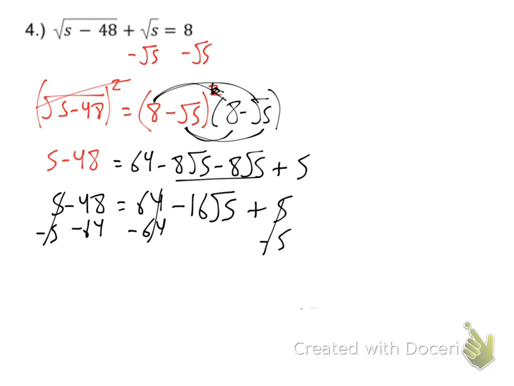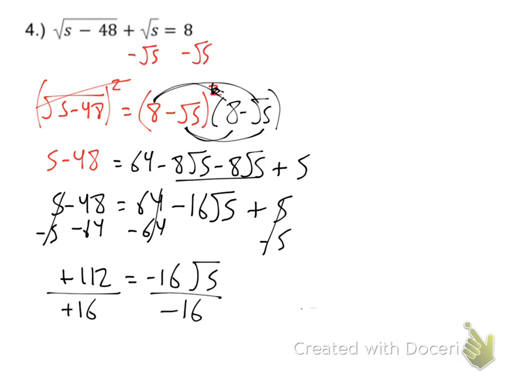What about negative 48 minus 64? What's 48 plus 64? 112 equals a negative 16 square root of s. Do I have the square root by itself? No. Not completely. I got to get rid of what? Negative 16. How do I get rid of a negative 16? Divide. Well, think about it. It's multiplied to the square root, so I'm going to divide by negative 16. Negative, negative makes a... Positive.